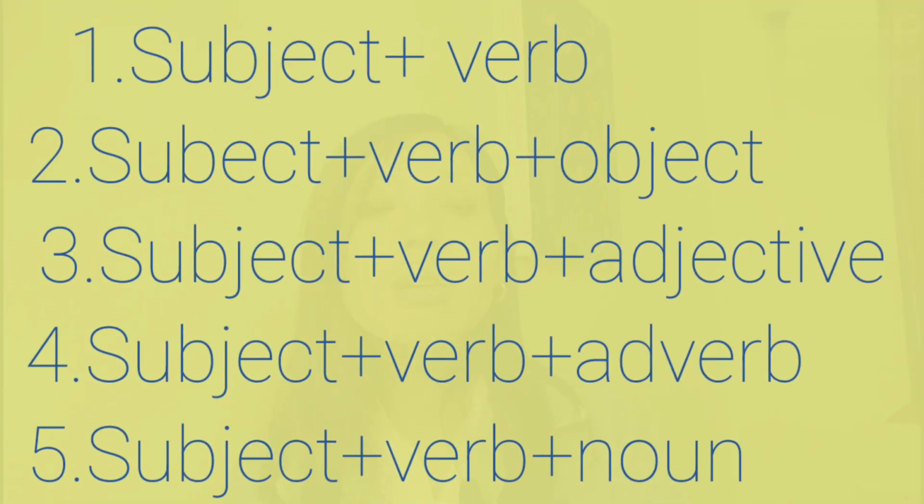Now let's have an overview of what we learned. So let's have a look at the basic sentence structure. Number 1, subject, verb. 2, subject, verb, object. 3, subject, verb, adjective. Subject, verb, adverb, and subject, verb, noun.